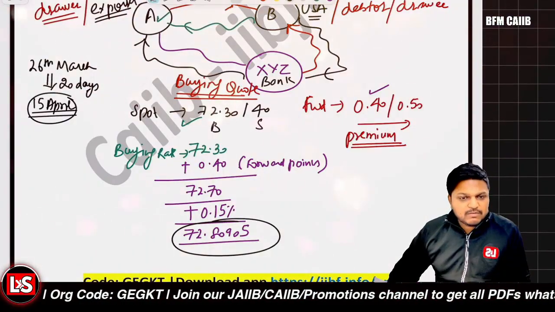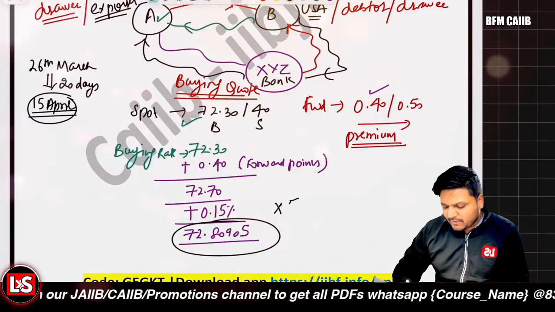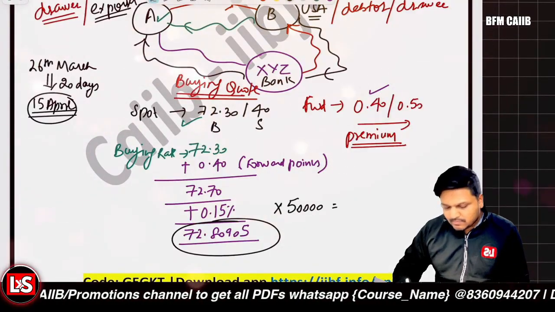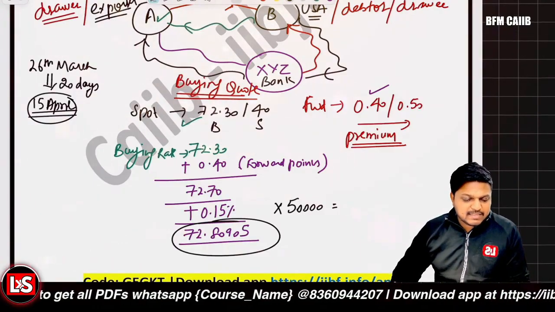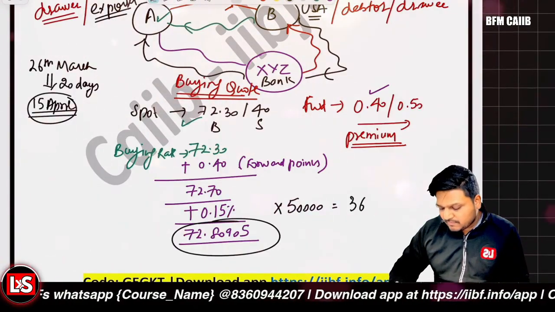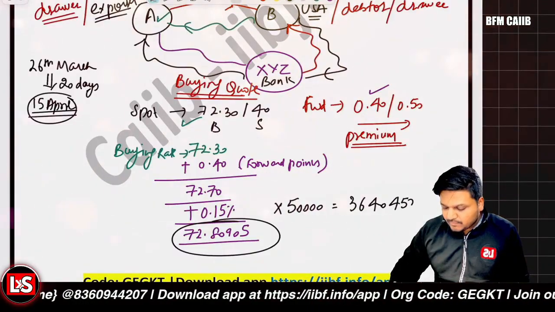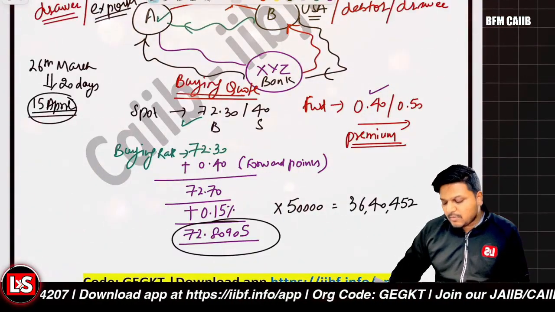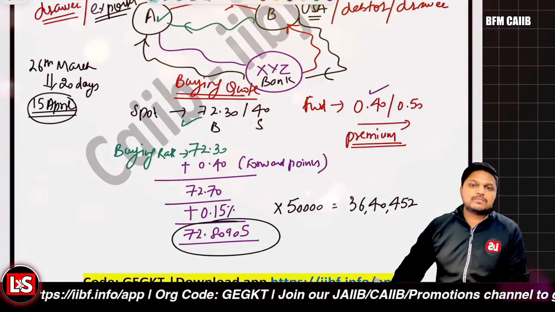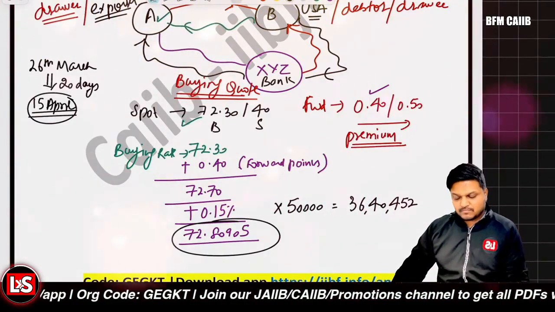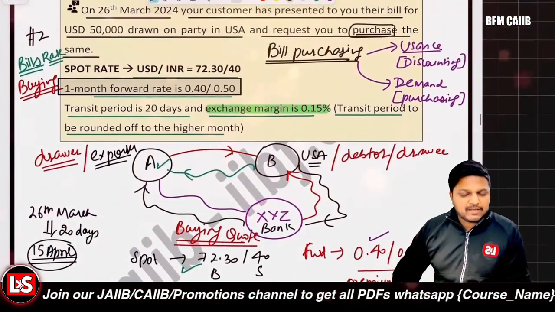So what amount will be given to the customer? It is 72.80905 multiplied by 50,000 USDs, and that is 36,40,452. This amount is to be credited to the exporter's account. Okay. So this was a clear case related to the bills buying rate.